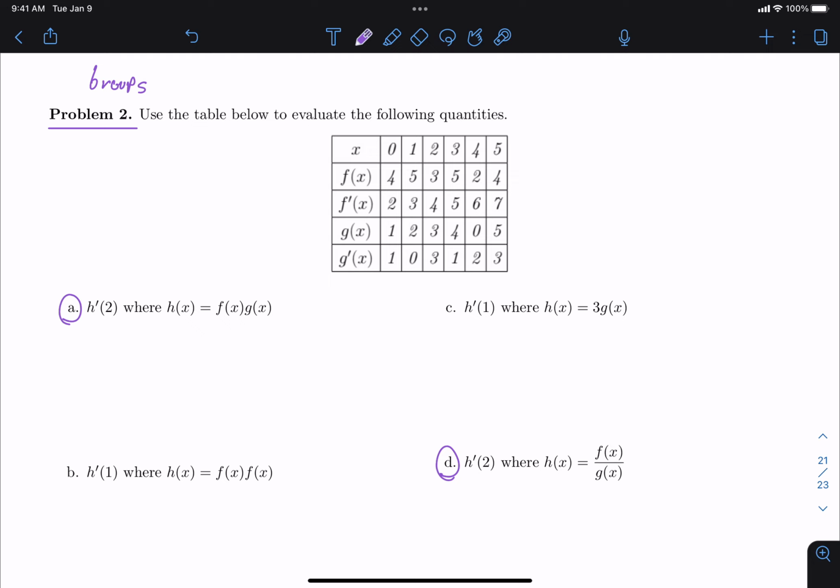Yeah, this looks good, right? Because we use the product rule, we're replacing h prime of x by f prime of x times g of x plus f of x times g prime of x. And when we do 2, we just plug in 2 everywhere, and we get all these numbers in the table. It should be plus for product rule. That's quotient rule, right? But for this one, we're multiplying together, so we use product rule.